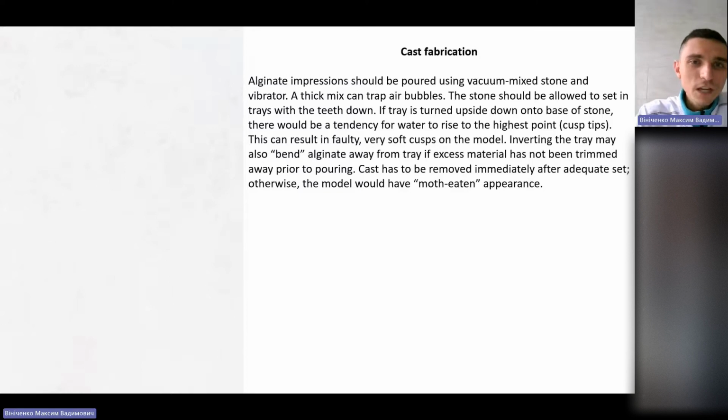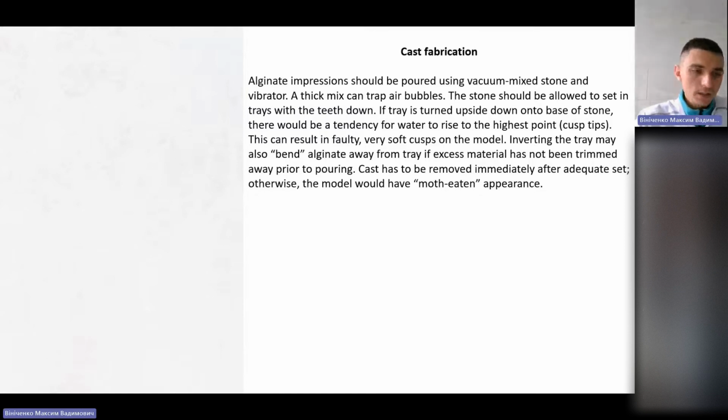If the tray is turned upside down onto a base of stone, there would be a tendency for water to rise to the highest point, the cusp tips. This can result in very soft cusps on the model. Inverting the tray may also bend alginate away from the tray if excess material has not been trimmed away prior to pouring. The cast has to be removed immediately after adequate set, otherwise the model would have a moth-eaten appearance.